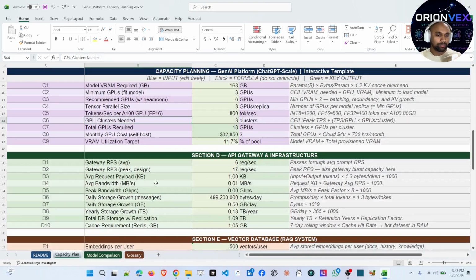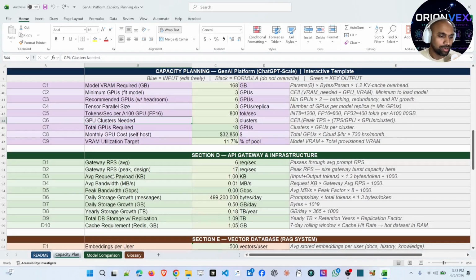Let's come to the API and gateway infrastructure we require. A gateway request per second average is 6 requests per second. It is passing through the average prompt RPS. And gateway RPS, that is the peak and design, 17 requests per second is the peak gateway RPS.